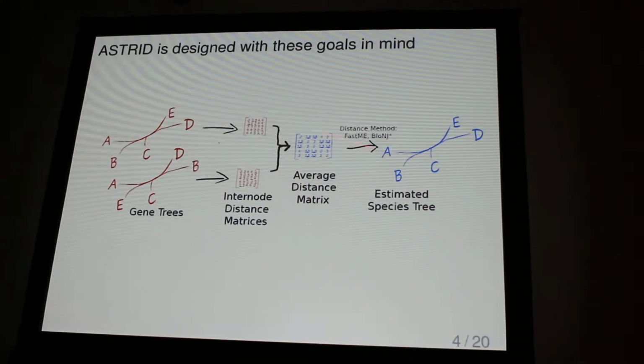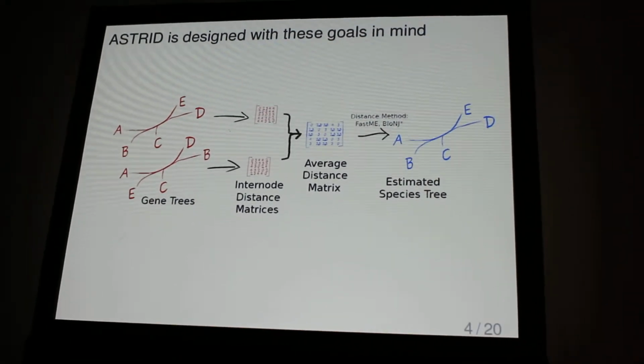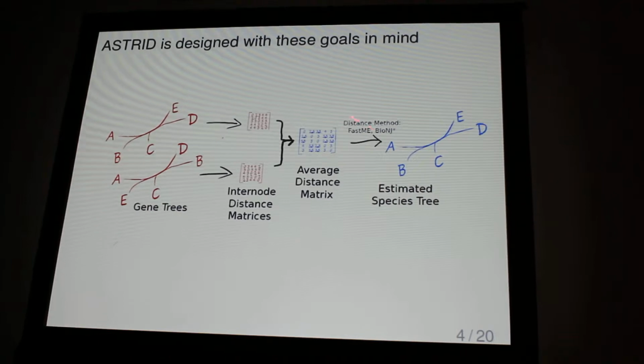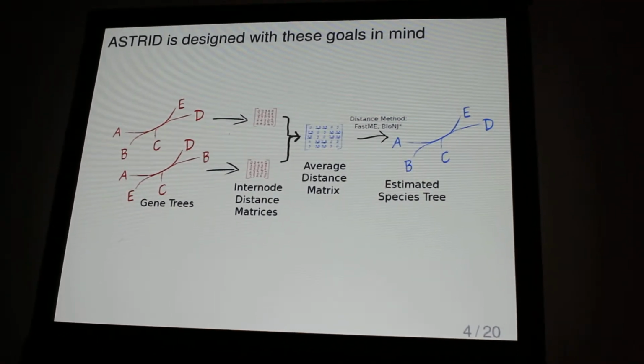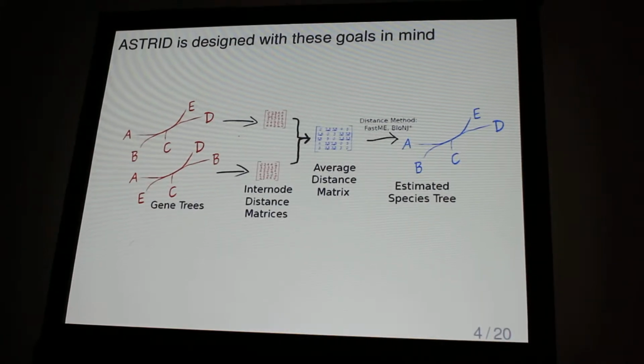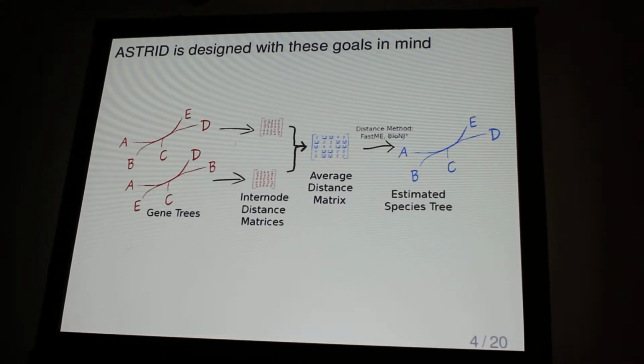And then we run a distance method on these. The distance method that you're probably most familiar with is neighbor joining, but we use one of two methods, FastME and BIONJ*. And BIONJ* can run on distance matrices that are missing elements, which is nice for a lot of data sets. And then we record this estimated species tree.